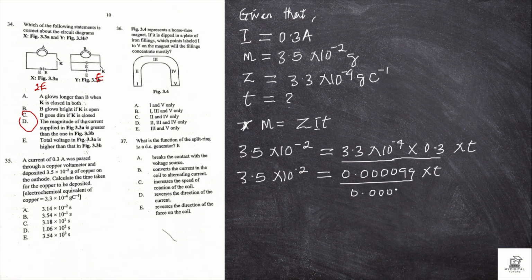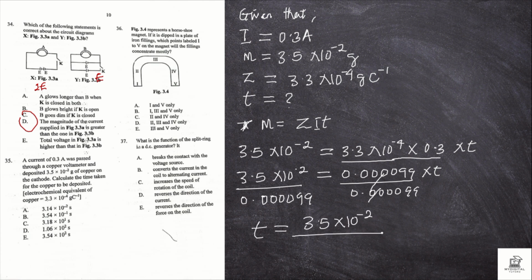From here, I can say divide both sides by 0.000099. This one cancels this. Therefore, we have our T equal to 3.5 times 10 raised to the power minus 2, all divided by 0.000099. When you do that, that should give us what? 3.54 times 10 raised to the power 2 seconds.